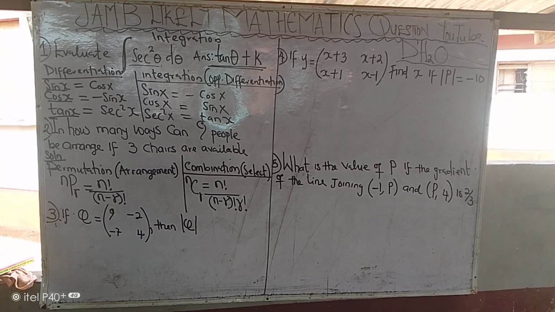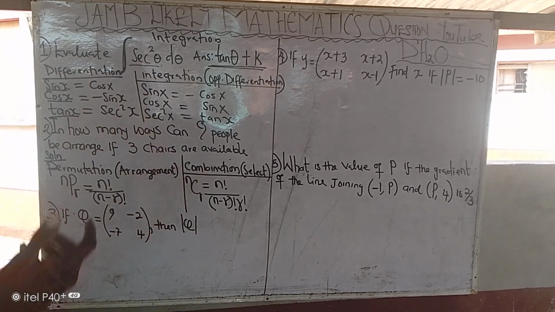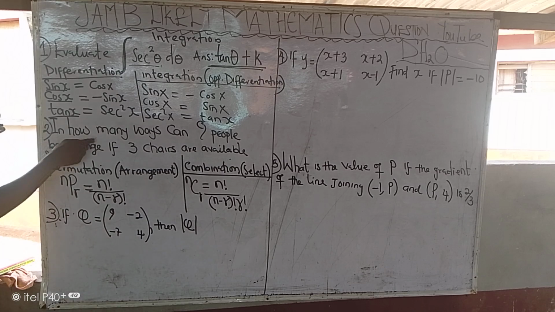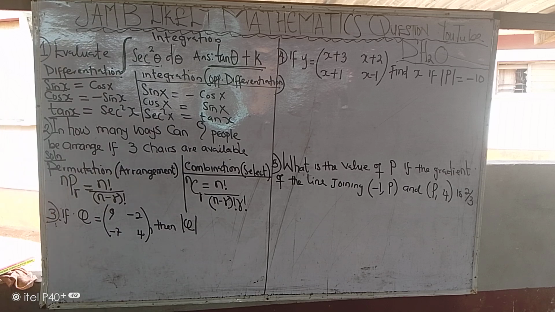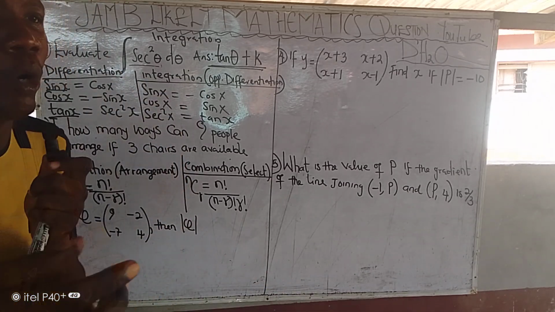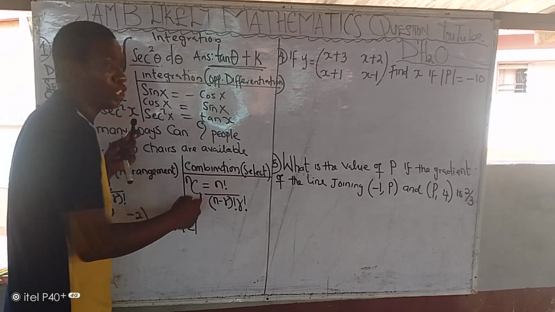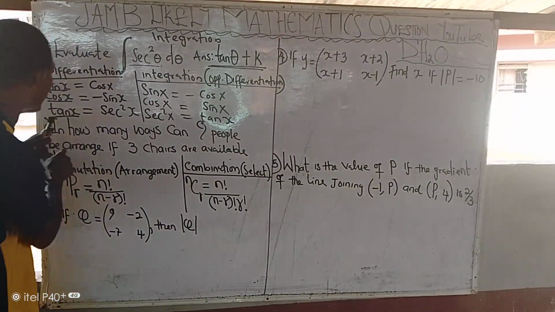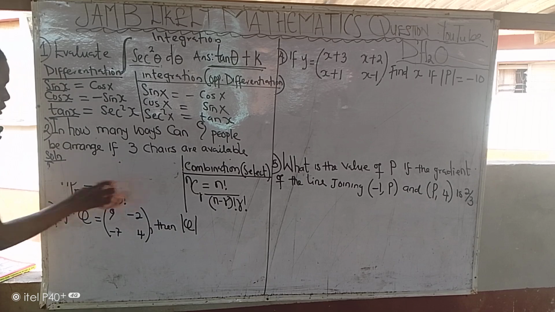Now let us examine this question to know whether it is based on selection or arrangement. What did the question say? In how many ways can 9 people be arranged if 3 chairs are available? This is based on the idea of arrangement and not selection. If you are to form a committee of 3 people where we have 9 people available, that one is based on combination, because you have to select. But in this particular question, it is based on arrangement. So let's quickly do this class.